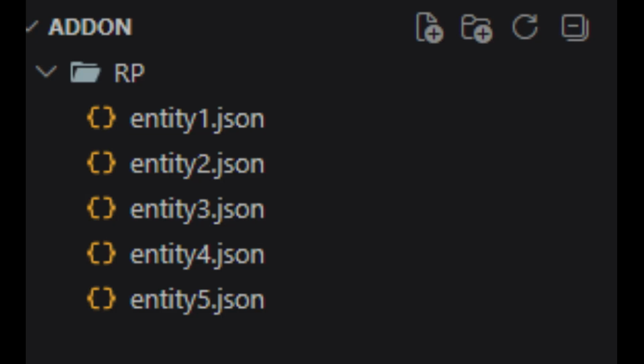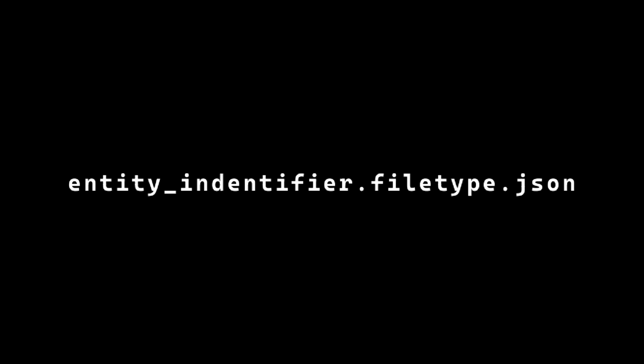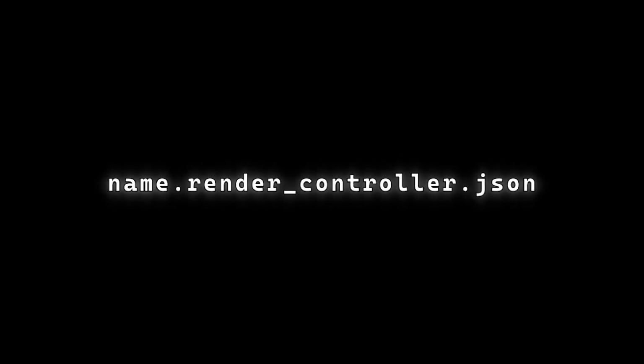One thing to note, as you make more and more entities, there's a naming convention for entities in the resource pack, which is adding the type of file in the name. So, a client entity file will be name.entity.json. A render controller will be name.render_controller.json, and you get the idea. With all that covered, let's start making this entity.